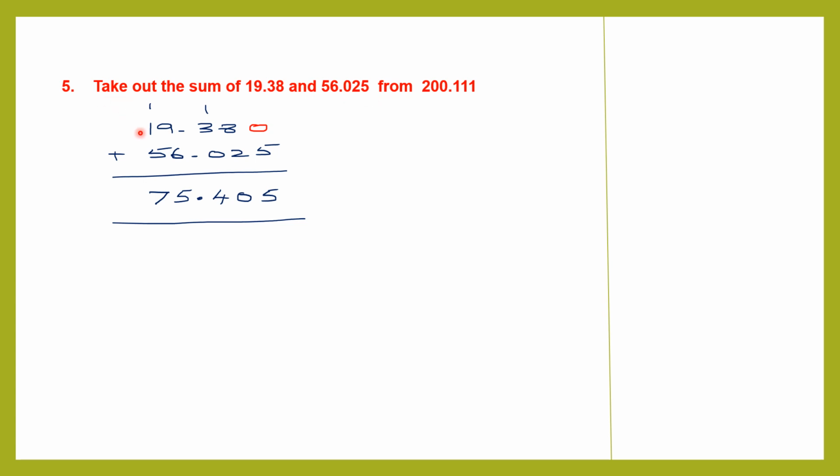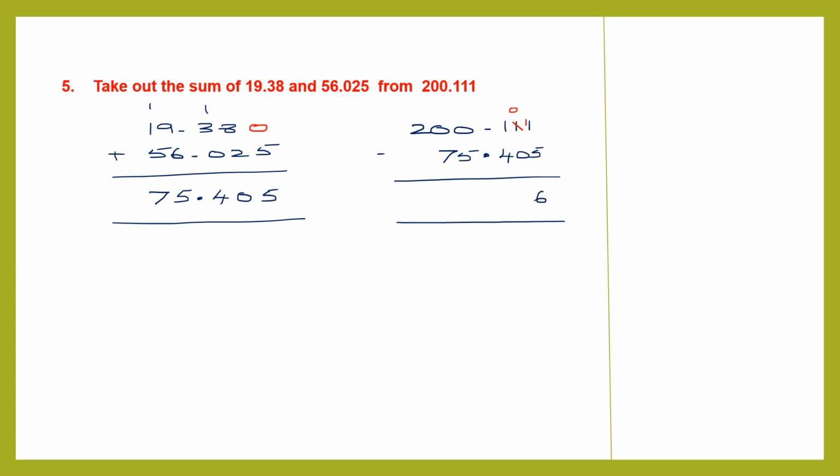So we found the sum of these two numbers. Now we have to take the sum out from 200.111. That means we have to subtract. So let's write that 200.111 and minus 75.405. So these are like decimals, so we don't have to add any zeros. We can do normal subtraction. So let's begin. 1 minus 5 we can't do, so we're going to borrow from here. So this becomes 11. 11 minus 5 is 6.